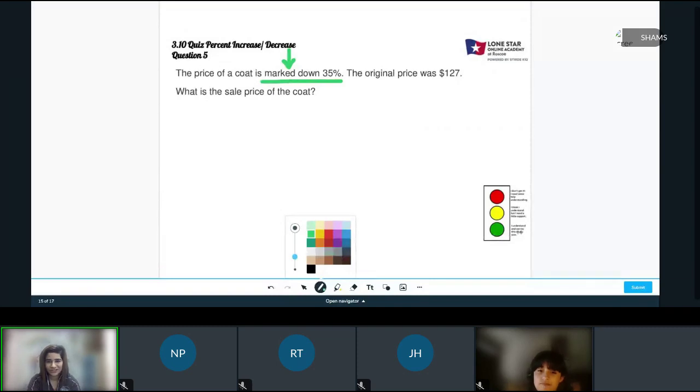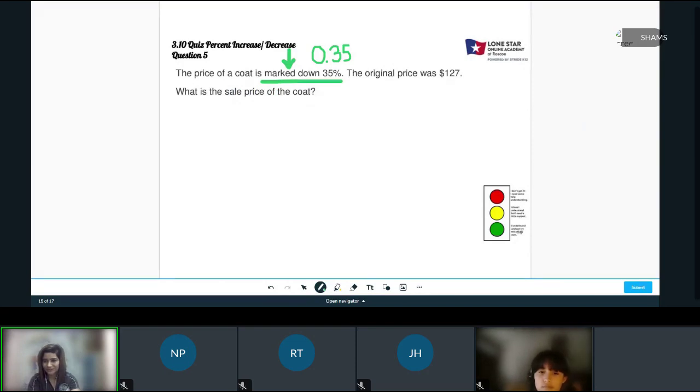Put that in the main chat. It should be like a waterfall of numbers. I am allowing you 35% as a decimal. Excellent, Huria. Very good, Kayla. So we're going to write down 35% as a decimal. It's going to be 0.35. The original price was 127. So what is the sale price? What is the discounted price?